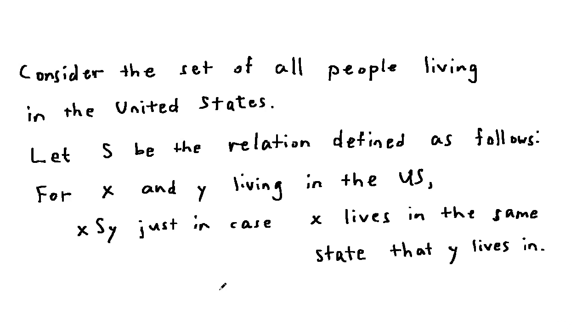The equivalence relation S divides up the set of all people living in the US into 50 groups, those living in California, those living in New York, etc. The 50 groups exhaust all of the people living in the US, since each person in the US lives in some state. Furthermore, the 50 groups are disjoint, since no person can live in two distinct states. The 50 groups form a partition of the set of all people living in the US.